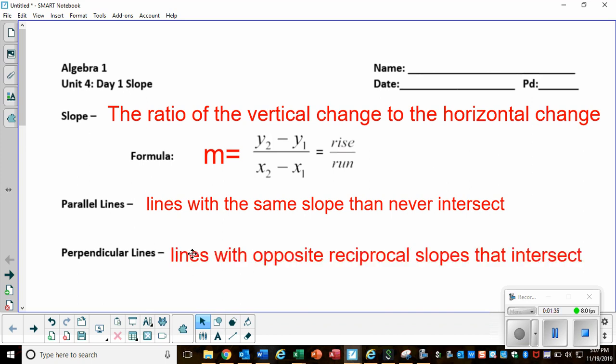Perpendicular lines have opposite reciprocal slopes, so different signs, and the flip of the fraction for their slopes. So they look similar, but they're actually the complete opposite. And if they have that kind of characteristic, then that means that they are perpendicular lines. Because in algebra, we're not using protractors to try to figure out if they're actually intersecting at 90 degrees. So we're going to use the math to go ahead and back up our claim that these are perpendicular lines. Okay?